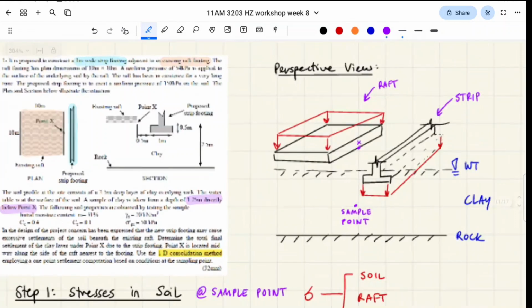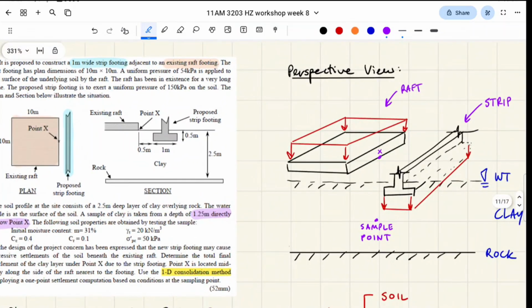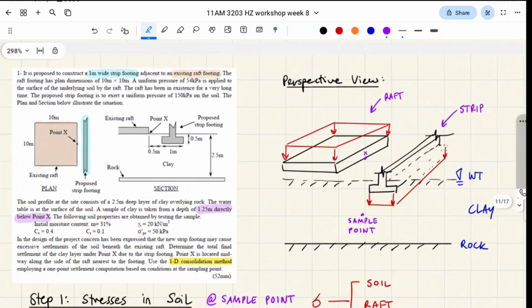Yeah, I've drawn a perspective view of what we're looking at. They gave us a plan view and a section view. The sample point is very important because it's going to inform all of our stress calculations, right? The sample point is on the center edge of this raft footing, and this raft footing is like a giant strip footing almost. This is like a big square, and so we're looking at that center edge, okay?